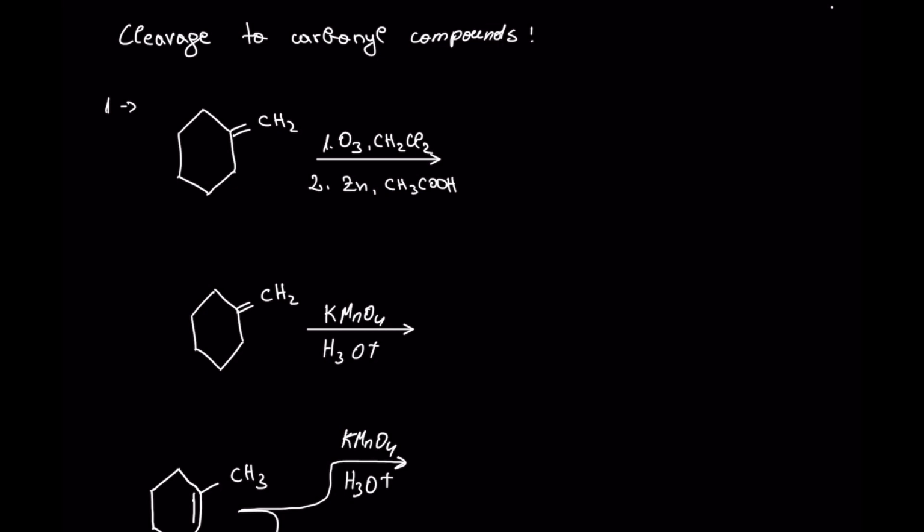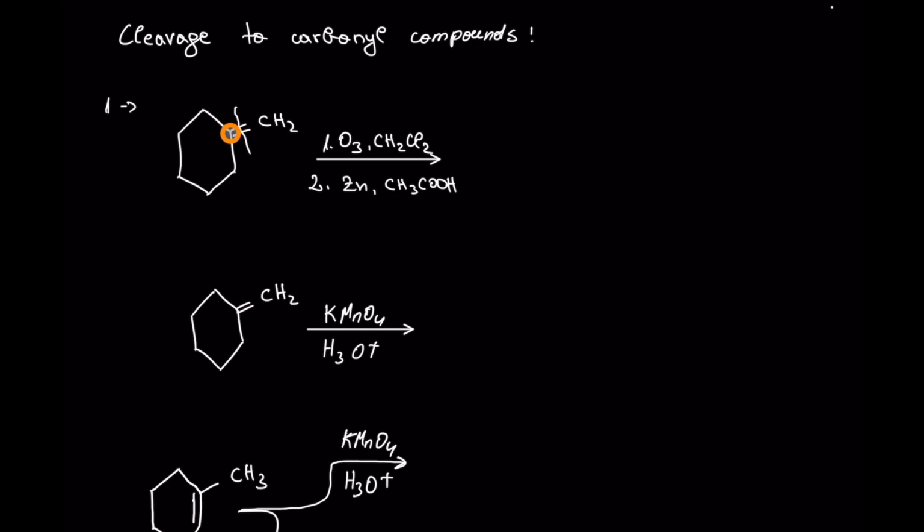Let's move now to the cleavage to the carbonyl group. We can break the double bond in two common ways. First is by ozone, this one here, followed by treatment with zinc as a reducing agent. The second way is by using an even stronger oxidant that is potassium permanganate.